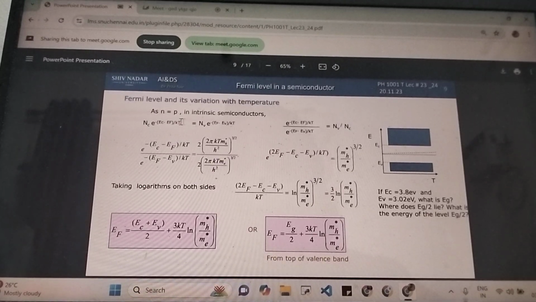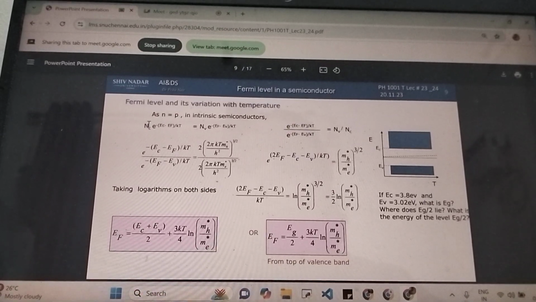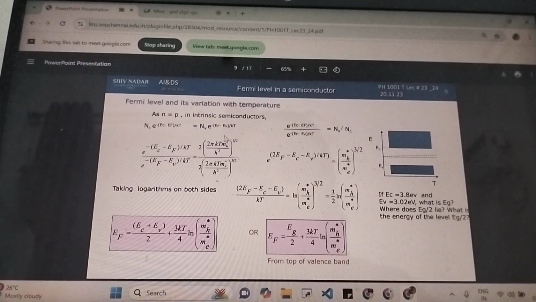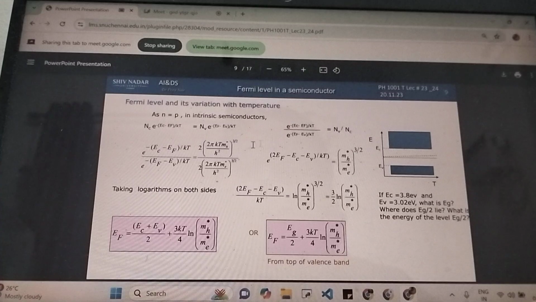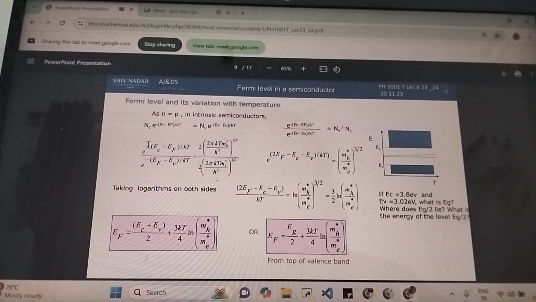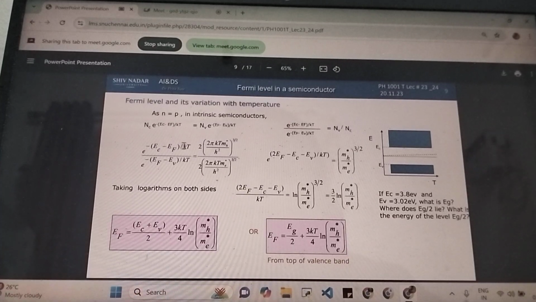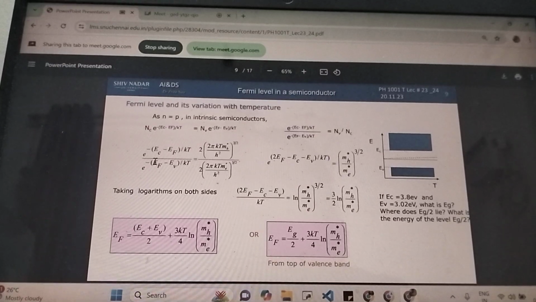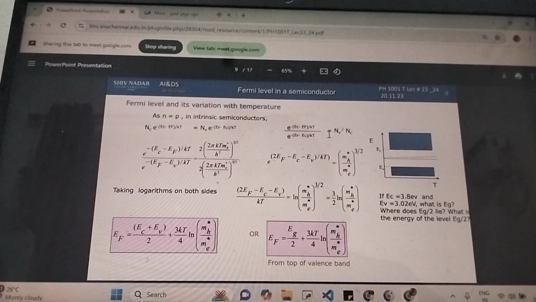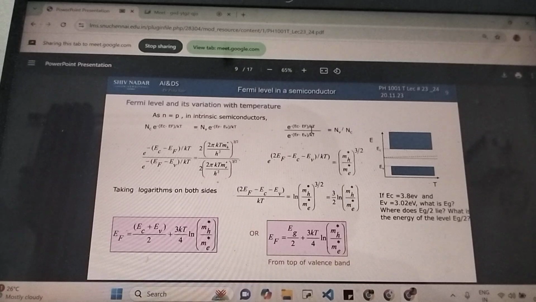So these are the two expressions we derived: NC, this is for the conduction band, this is for the valence band. We equate both. Then you take NV by NC on one side and the e to the power terms on the other side. e to the power of (EC minus EF) upon kT by e to the power of minus (EF minus EV) upon kT is equal to NV by NC.